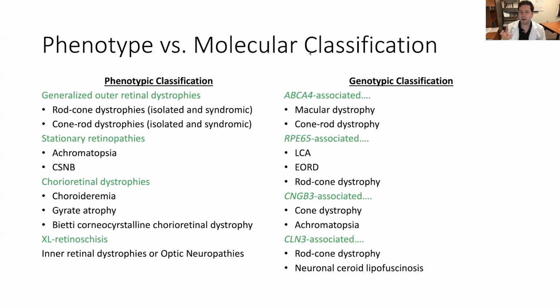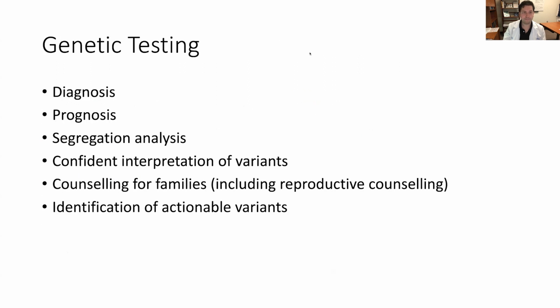We understand the problems that a patient with a macular dystrophy has that's different than a rod cone or a cone rod dystrophy, but it does define it in a molecular way so we can understand how this condition is going to change over time, how it will be inherited within families, and how it is going to interface with the new therapies that are coming.